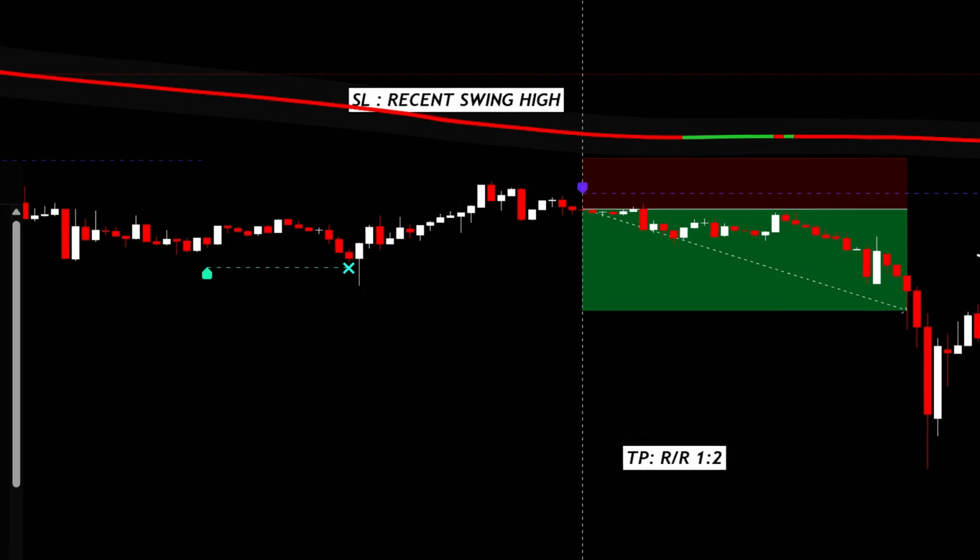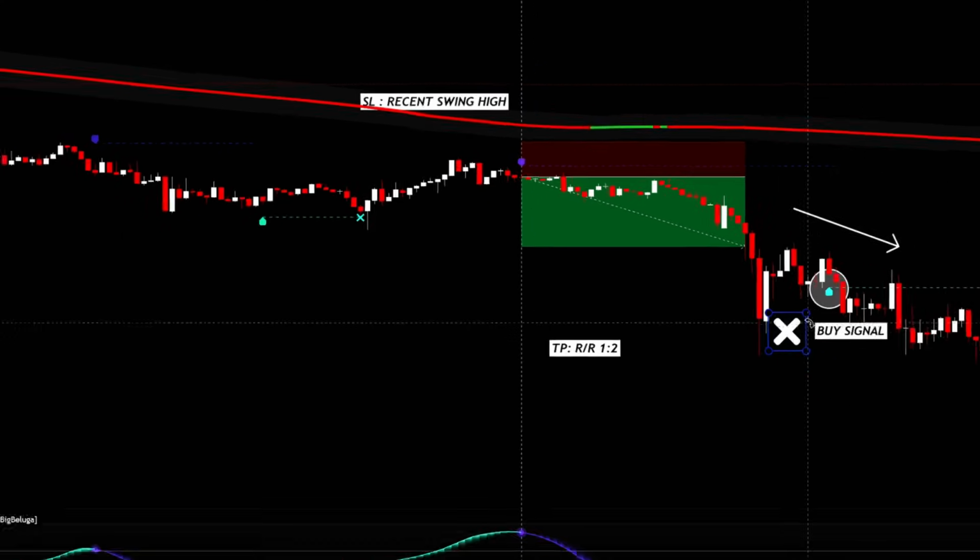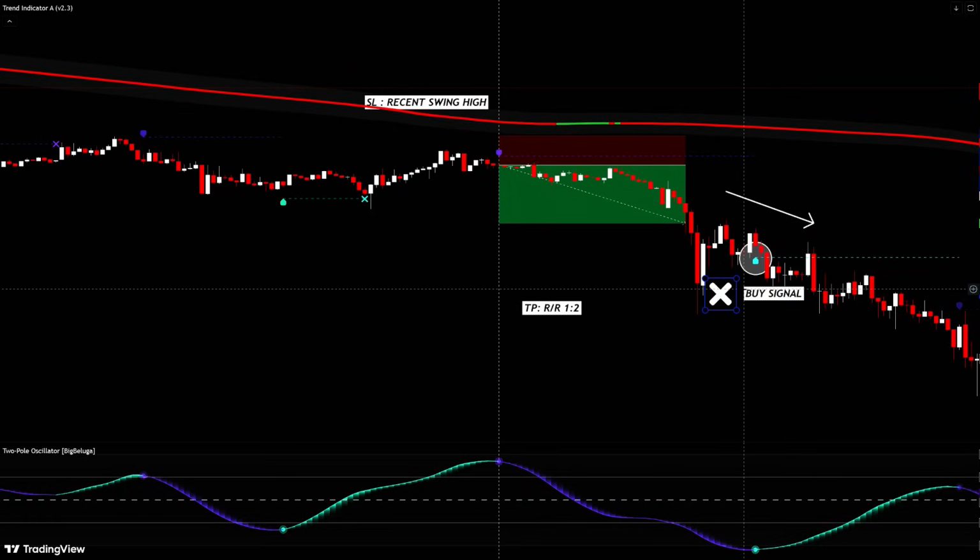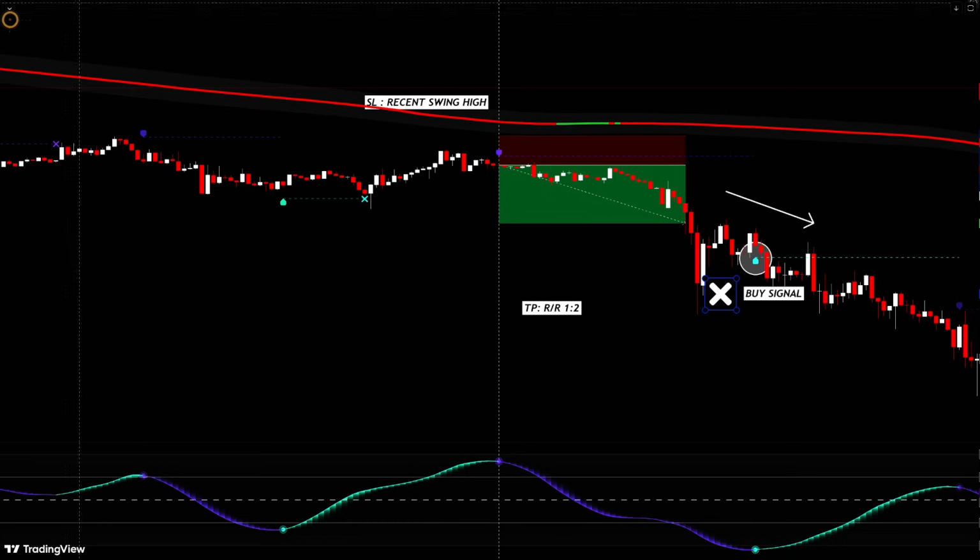Now let's go through more examples. On the chart, here there's a buy signal, but the trend is down, so ignore it. Even though the oscillator gives a dot, the ribbon shows a downtrend. If you take this trade, it would likely fail. Ignoring it saves you from a loss.